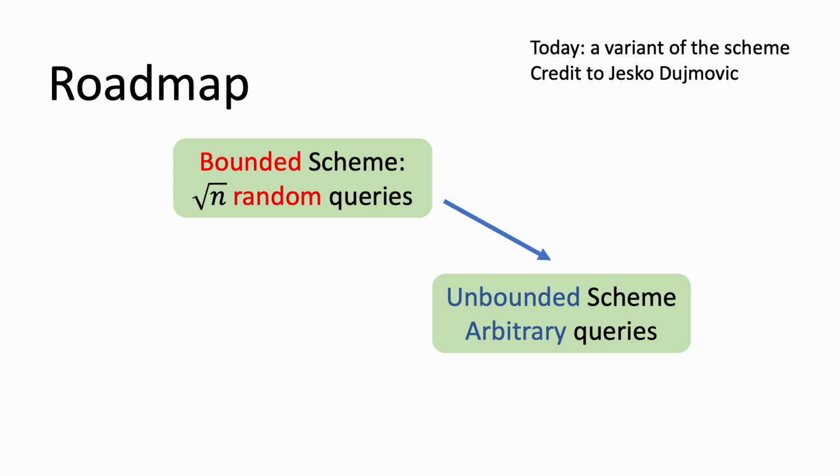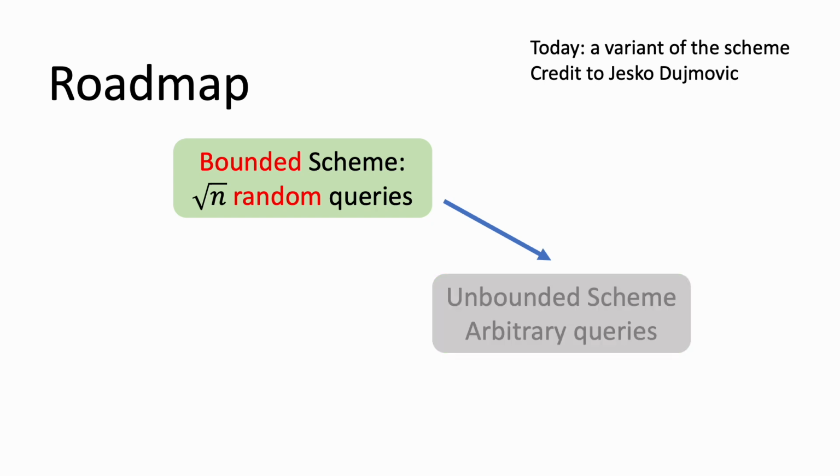So here's a roadmap for today. I'm going to introduce our scheme. I'm going to first introduce a bounded scheme that only supports √n random queries. And then I'm going to show you how we transform that scheme into an unbounded scheme that supports arbitrary queries. Today I'm actually going to introduce a variant of our scheme in the paper. Credit to Jesko Dojmovic, who proposed a simplification to our protocol that makes it even simpler to understand.